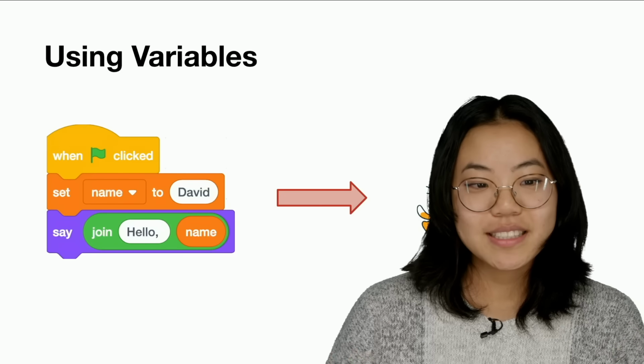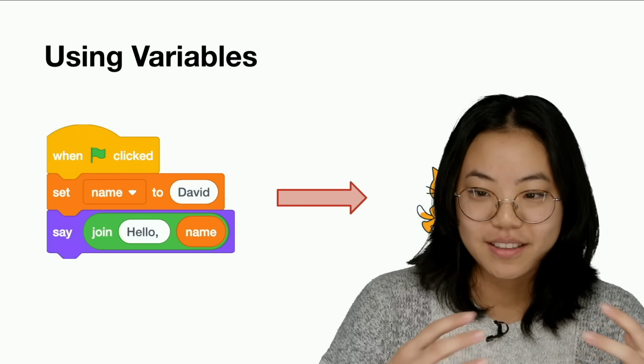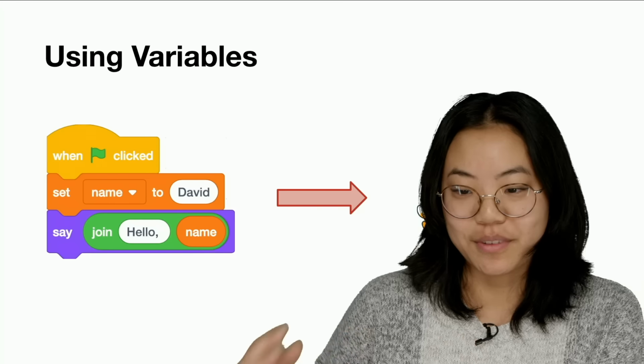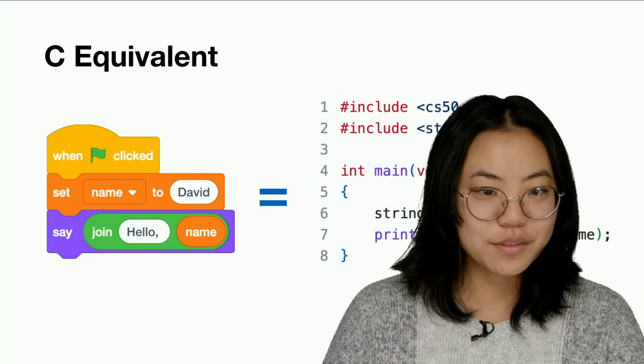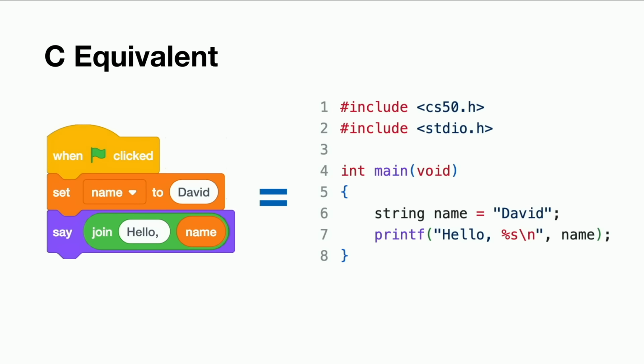And so this idea of having something like name that has some sort of value associated with it, that's what we're trying to do with variables. So we can do the same thing in C. Of course, it does look a little bit more cryptic, but hopefully you're seeing some of these parallels. So we have this line 6, string name equals David, similar to set name to David, and then printing hello with that name variable. And we'll look a little bit closer at what this line actually means.